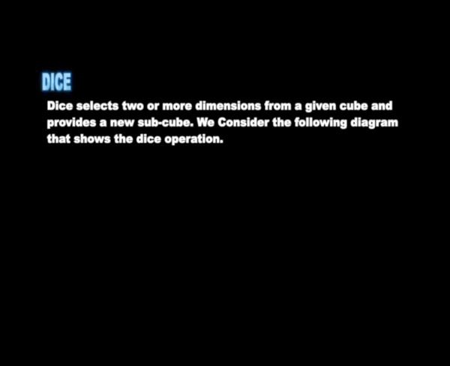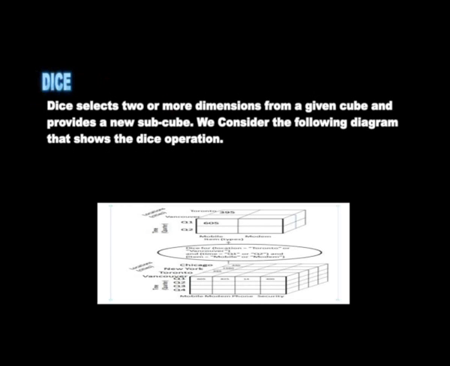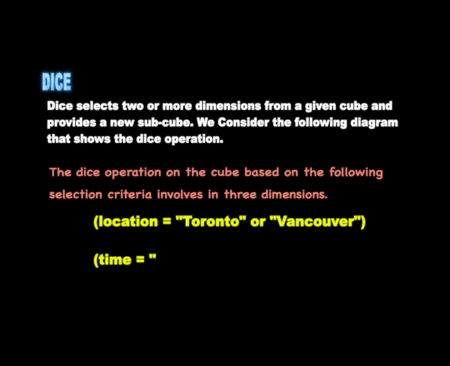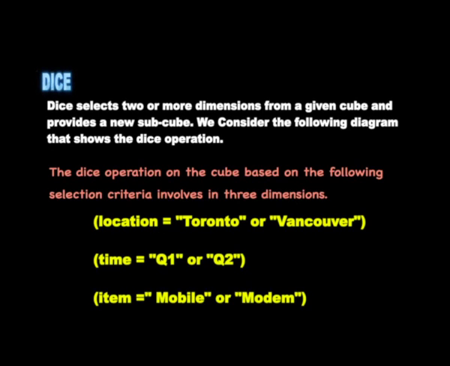And the next operation is dice. Dice selects two or more dimensions from a given cube and provides a new subcube. The diagram shows the dice operation. The dice operation on the cube, based on the following selection criteria, involves 3 dimensions: location equal to Toronto or Vancouver, time equal to Q1 or Q2, item equal to mobile or modem.